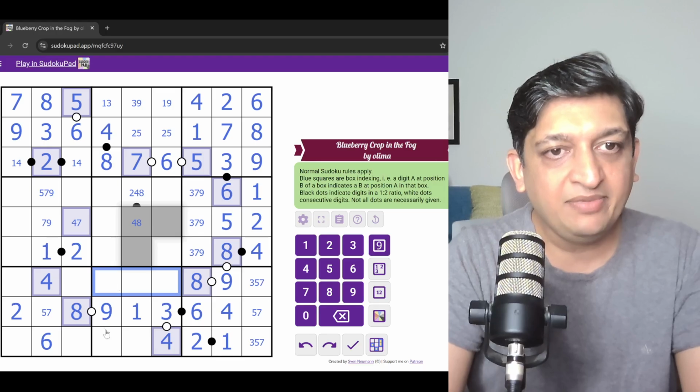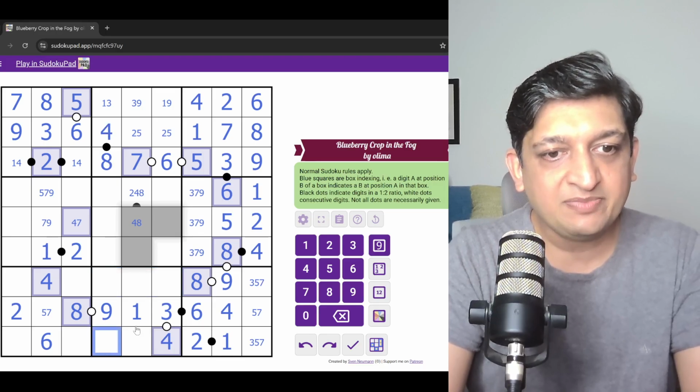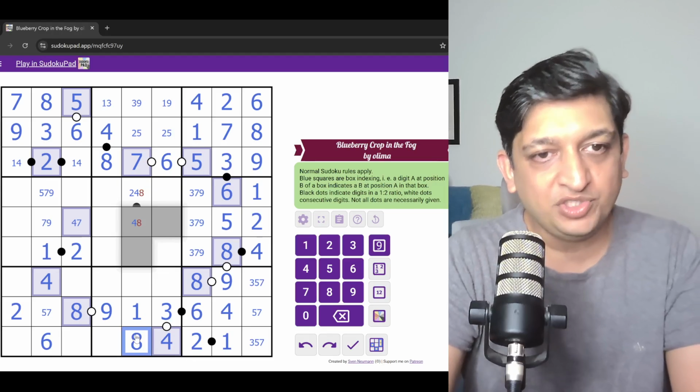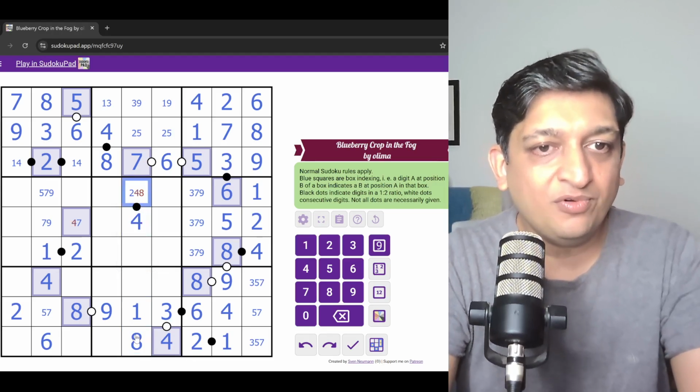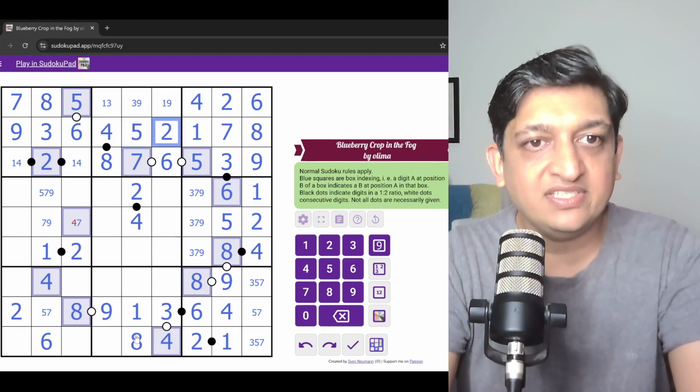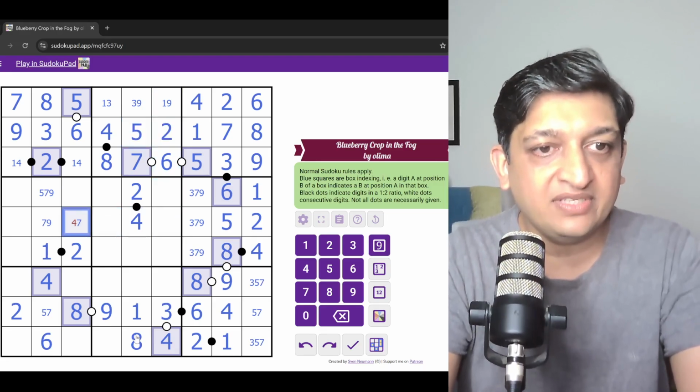So these 3 can't be an 8. This can't be an 8 because 8 is present here. So this block has to be an 8 for sure, which basically tells me this is a 4, this is a 2, this is a 5, this is a 2. I think we should be able to get done with this very quickly now.